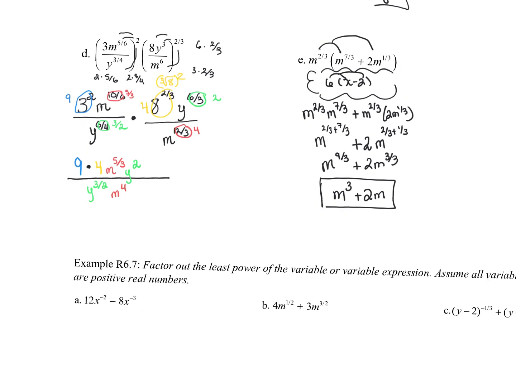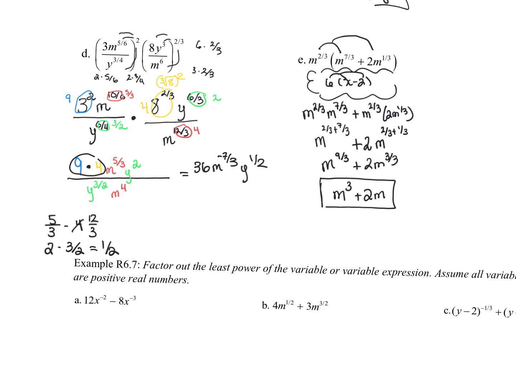So when I multiply those two numbers together, I get 30. Ooh, that's not what I wanted. When I multiply the two numbers together, I'm going to get a 36 on top. I'm going to subtract the m's. When you do 5/3 minus 4, we can change that 4 into 12/3. I get negative 7/3, so on top I have m to the negative 7/3. And the y's, I'm going to do 2 minus 3/2, which is a half. And then you get y to the 1/2.